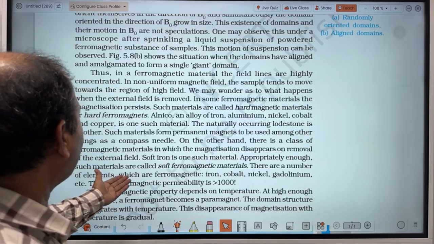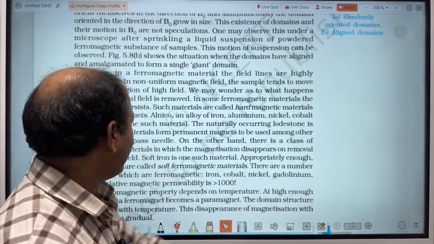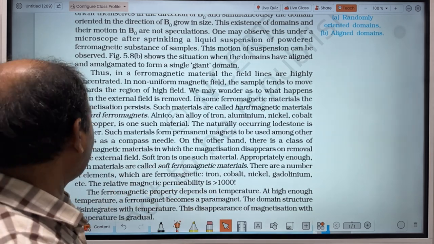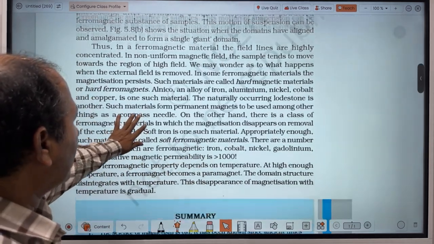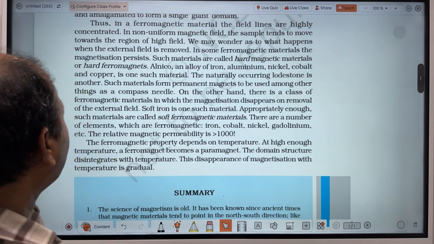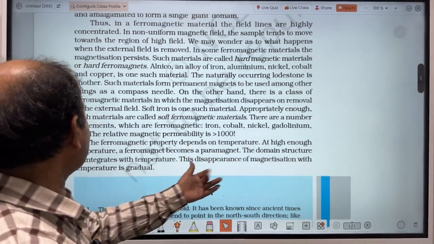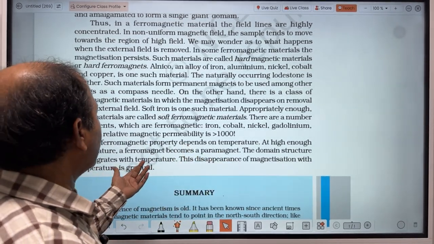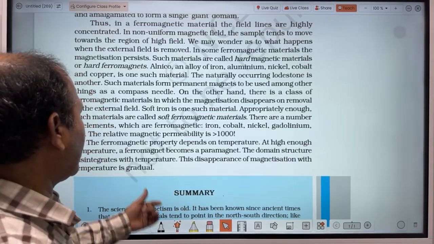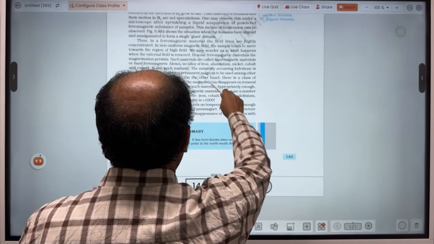So there are a large number of elements which are ferromagnetic: iron, cobalt, nickel, gadolinium. The relative magnetic permeability is more than 1000. The ferromagnetic property depends on temperature also. At high temperature, a ferromagnet becomes a paramagnet. The domain structures disintegrate with temperature. This disappearance of magnetism with temperature is gradual, right? So this is all about the chapter. I think you have enjoyed.